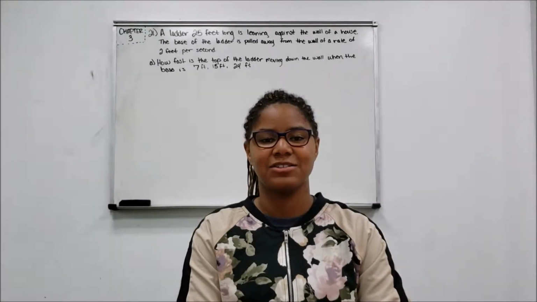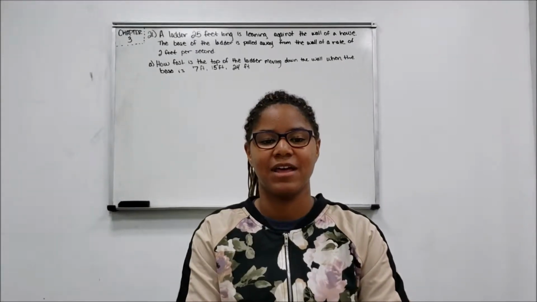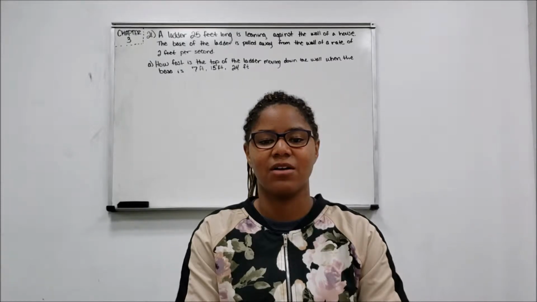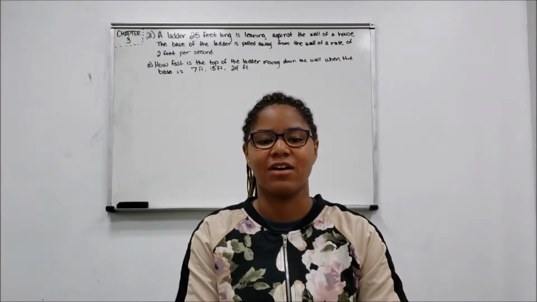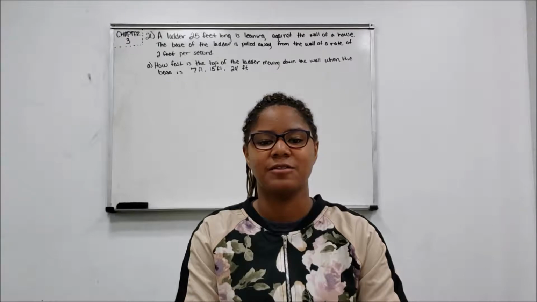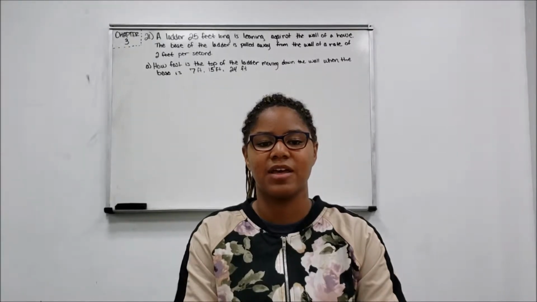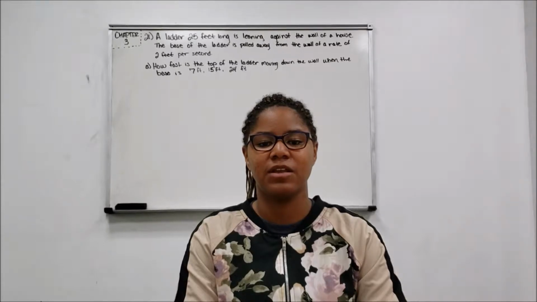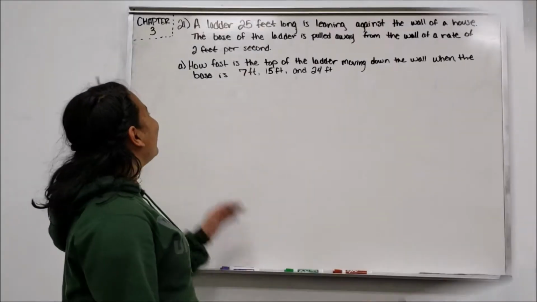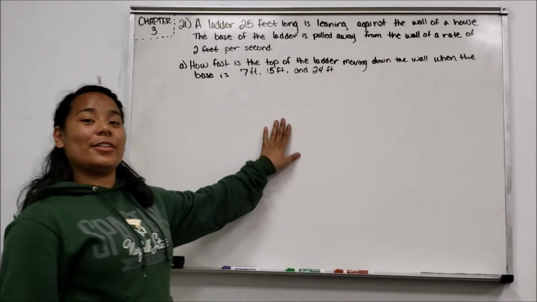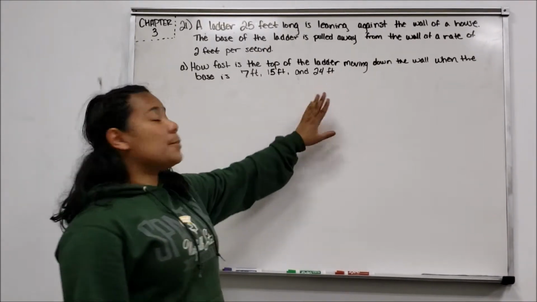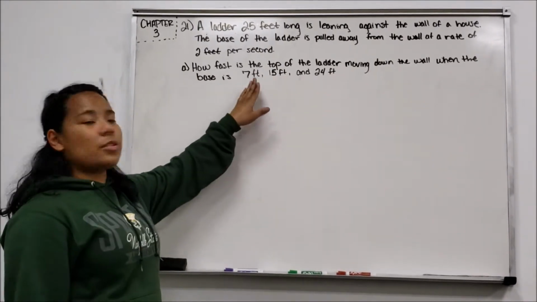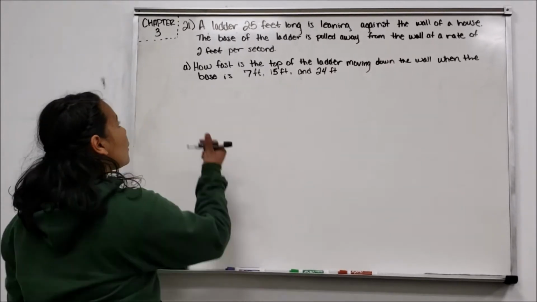Now we are working on Chapter 3, Problem 21. A ladder 25 feet long is leaning against the wall of a house. The base of the ladder is pulled away from the wall at a rate of 2 feet per second. A. How fast is the top of the ladder moving down the wall when the base is 7 feet, 15 feet, and 24 feet? Since there are many things that we have to solve for in this part of A, we're just going to solve for 7 feet for the first half.